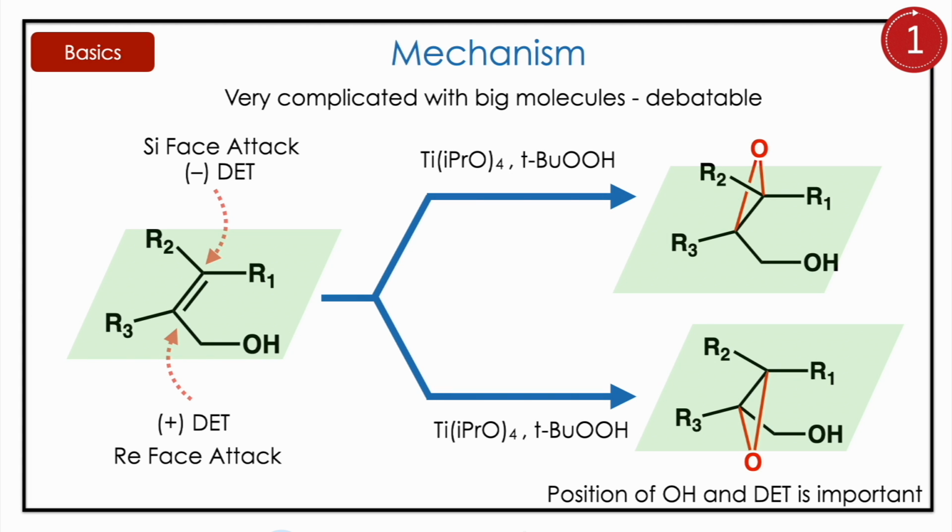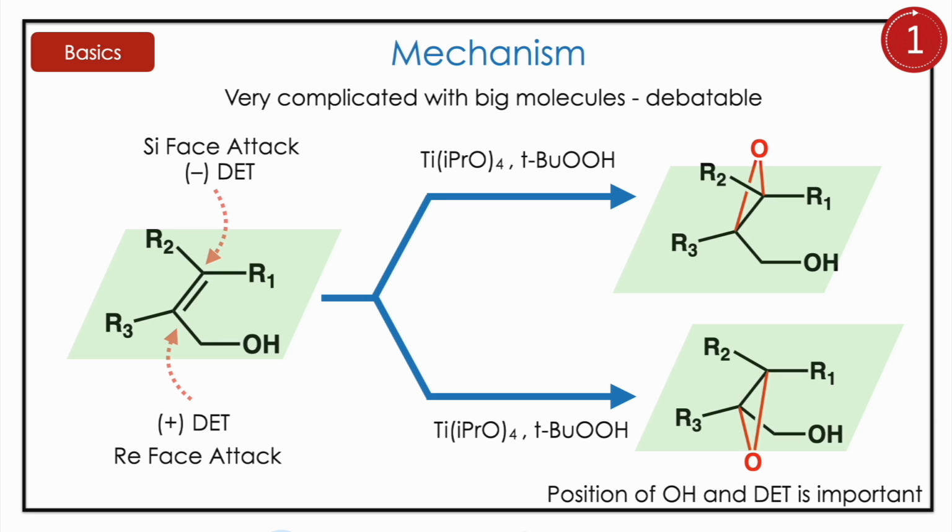The mechanism is very complicated, often debated by many people. You can simply understand the mechanism. Alkene is attacked by DET. It can be from minus DET or plus DET. Plus DET is Re face attack or below the plane attack. Minus DET means above the plane attack.